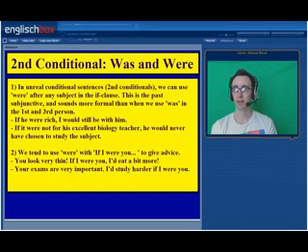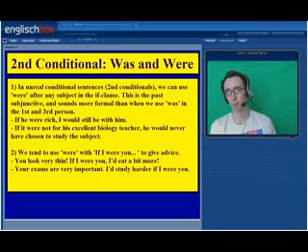So normally I would say I was, you were, he was, or she was, or it was, we were, and they were. But in a second conditional, you can say if I were, if you were, and also if he were, if she were, and if it were. This is the past subjunctive, as I said, and sounds more formal.